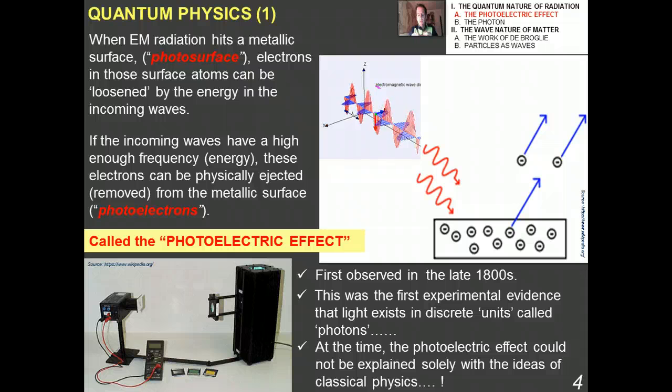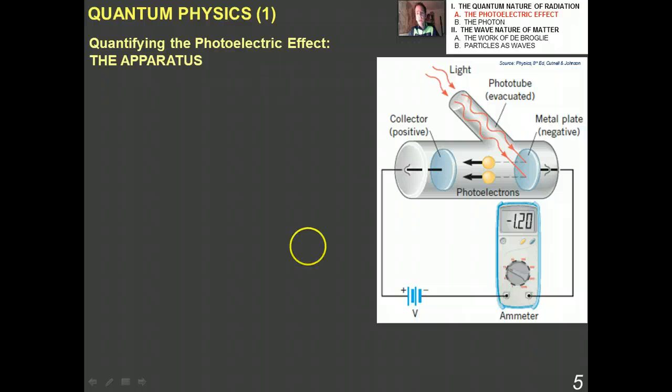This is why the photoelectric effect was so important, because it really turned things upside down and got scientists thinking of light not just as a wave, but as a particle. Basically, the photoelectric effect was evidence that light exists as a particle, as a photon, in addition to a wave. So here's the setup.